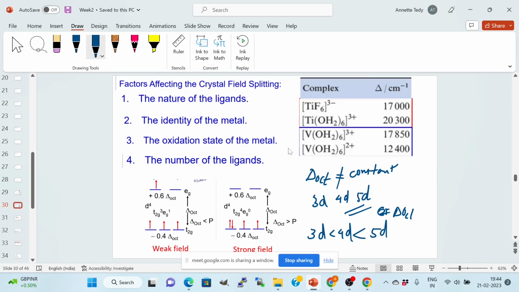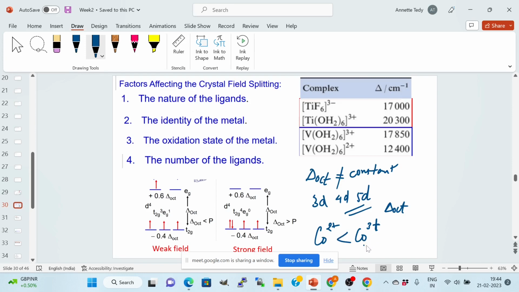Then we have the oxidation state of the metal. So whenever we have something like cobalt 2 plus and cobalt 3 plus, in this case cobalt 3 plus will have higher delta because cobalt 3 plus has a higher oxidation state. When the oxidation state increases, it means that the charge is increasing, right? From 2 plus to 3 plus, the charge is increasing. The nucleus is much more able to attract the last electron. Now the cobalt 3 plus will contract. So the size of the cobalt 3 plus will be much smaller than the cobalt 2 plus.